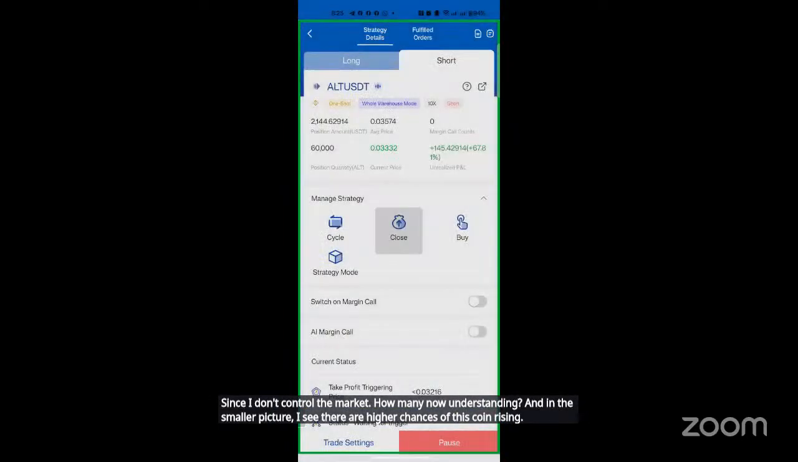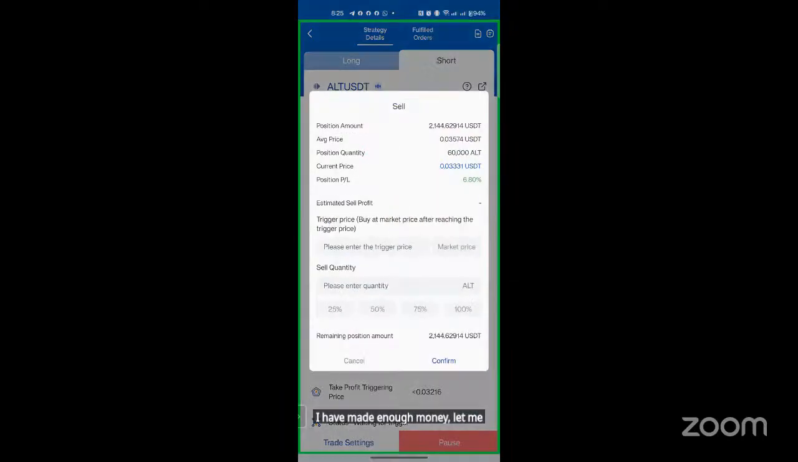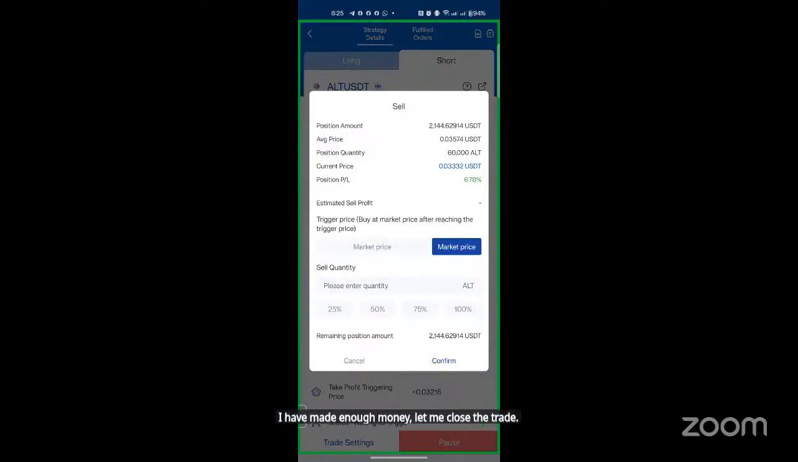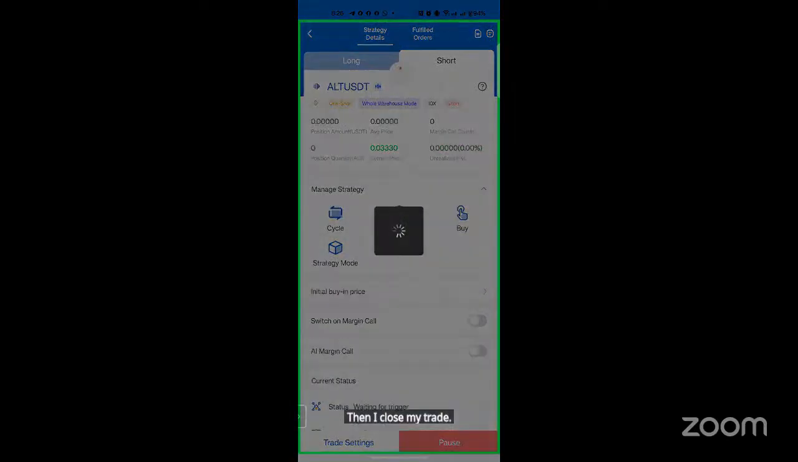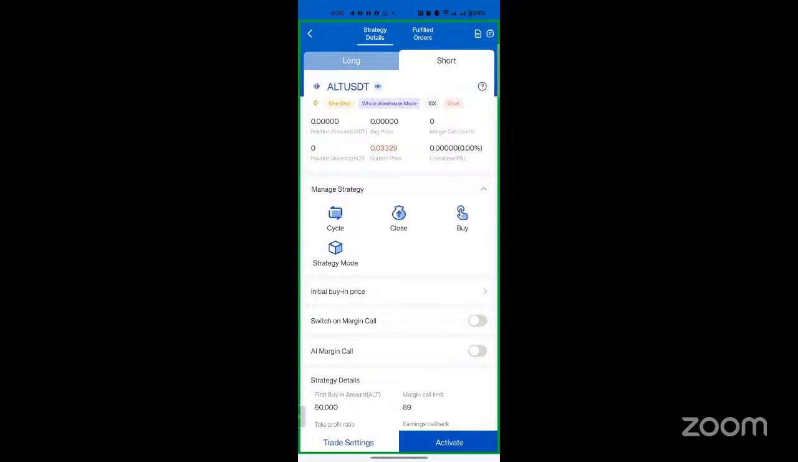I have made enough money. Let me close the trade. I did this just so that you people can see. With only $214, I have made 148 closely. This is very good money. Then I close my trade. Was it a good deal? Now let's check.